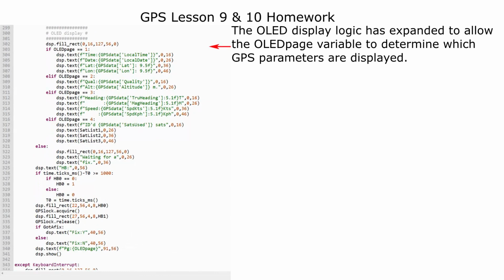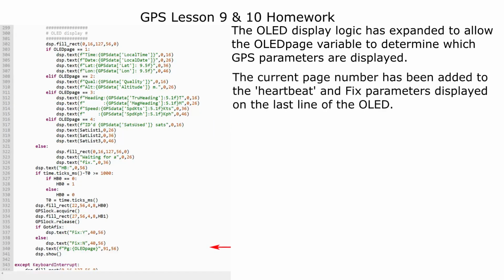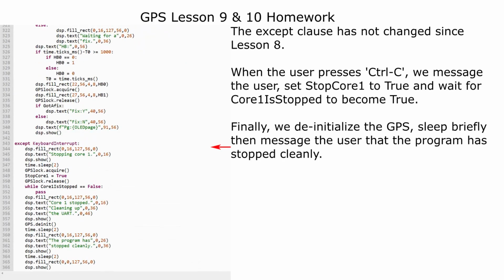The OLED display logic has expanded to allow the OLED page variable to determine which GPS parameters are displayed. The current page number has been added to the heartbeat and fix parameters displayed on the last line of the OLED. The except clause has not changed since lesson 8. When the user presses Ctrl+C, we message the user, set stop core 1 to true, and wait for core 1 stopped to become true. Finally, we deinitialize the GPS, sleep briefly, then message the user that the program has stopped cleanly.